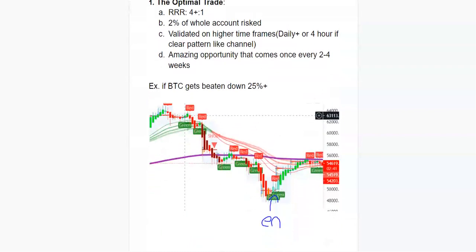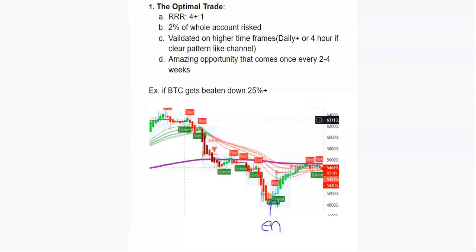The first template is the optimal trade. So this is like the best of the best opportunities for you, whether that be scalping, swinging, etc. So for these next several trades, I'll be doing swing examples. So the risk to reward ratio is really good for you. So for example, maybe like a 4-to-1 reward risk ratio, or something extremely high. It could be even more.